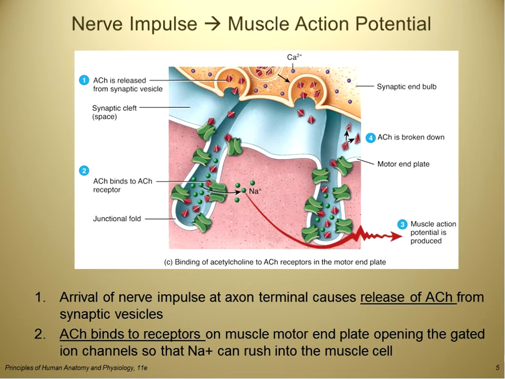So that's where we are here. The acetylcholine diffuses across the synaptic cleft and lands on receptors right here. These receptors for acetylcholine, when acetylcholine lands on them, open up and allow sodium to move from outside the cell to inside the cell. And when sodium moves inside the cell, a muscle action potential is produced. It'll travel down the sarcolemma and cause the release of calcium from the sarcoplasmic reticulum.